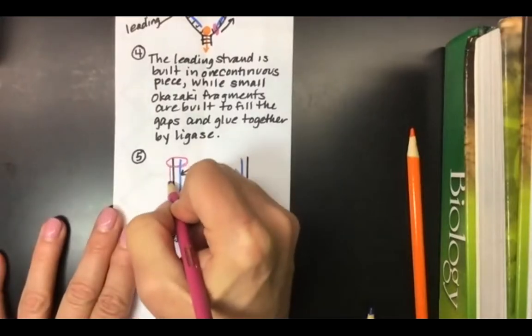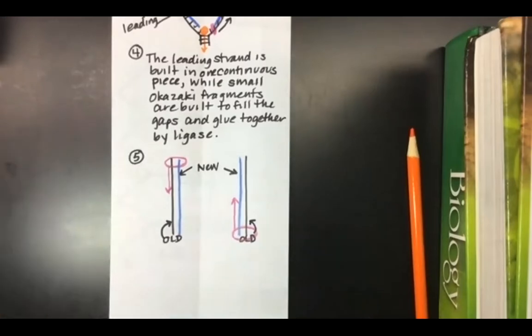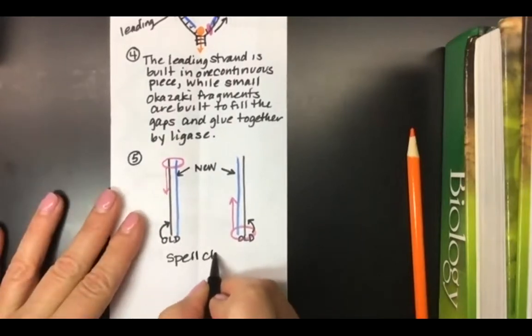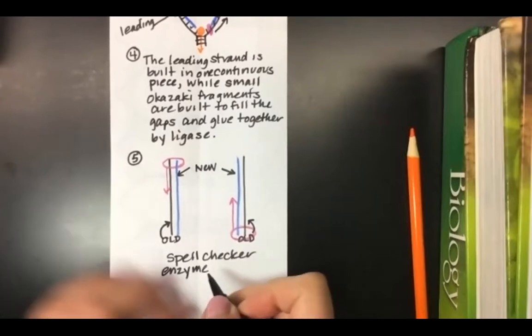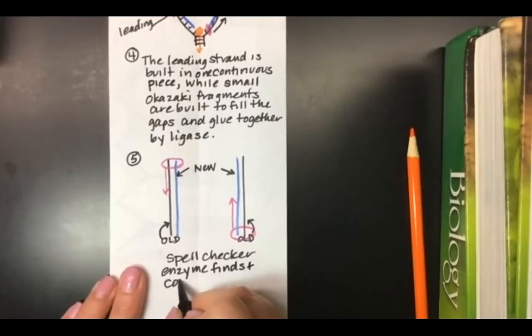It is going to roam down each of the molecules, and it is going to check for errors. Because if they don't fit, the bases stick out just a tiny little bit, it gets stuck there, it fixes it, and then it continues down. So we're going to call this the spell checker enzyme. Finds and corrects any errors.